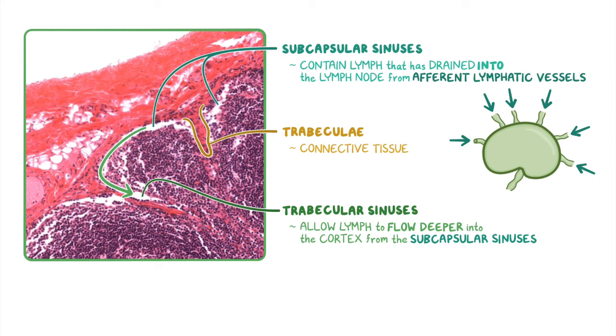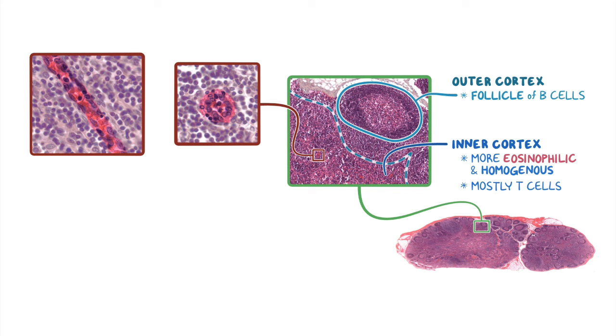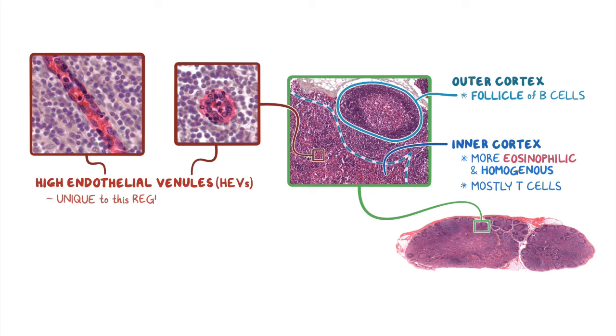Alright, the next region of the lymph node is the cortex. The outer cortex has the distinct follicles of B cells, but the inner cortex is slightly more eosinophilic, or pink, and has a more homogeneous appearance overall. The inner cortex consists mostly of T cells, but also has high endothelial venules, or HEVs, which are unique to this region, and can help differentiate the inner cortex from the medulla.